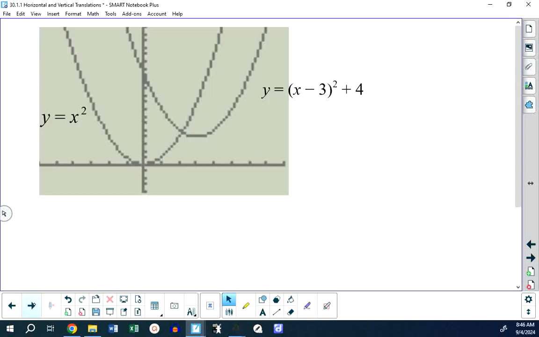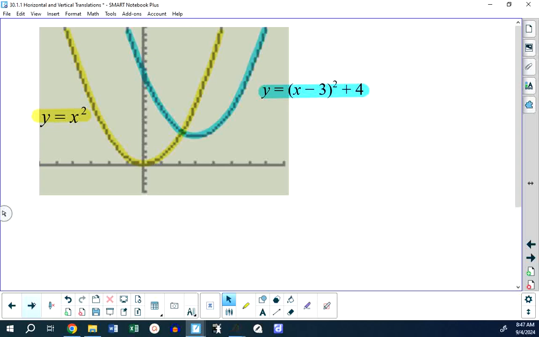So I want to take you back to Math 20-1. You should be familiar with y equals x squared. You should know what this looks like. And this is not in your notes. I'm just asking you to follow along here. And in Math 20-1, you learned that there's a connection between y equals x squared and this function, which is y equals (x minus 3) quantity squared plus 4.